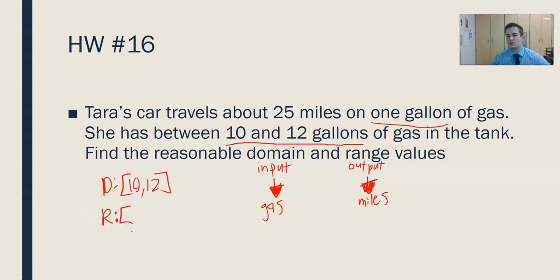So what's the resulting range? The resulting range is the number of miles that I can go. So keep in mind, if I have 10 gallons of gas and I get 25 miles to the gallon, how many miles am I going to be able to go? Well, that's 250. 10 gallons times 25 miles to the gallon is 250 miles. Well, how about if I had 12 gallons of gas? Well, 12 gallons at 25 miles to the gallon, that's going to be 300 miles. So on 10 to 12 gallons of gas that I put into my car, my input, the number of miles that I can possibly get out is between 250 and 300 miles.